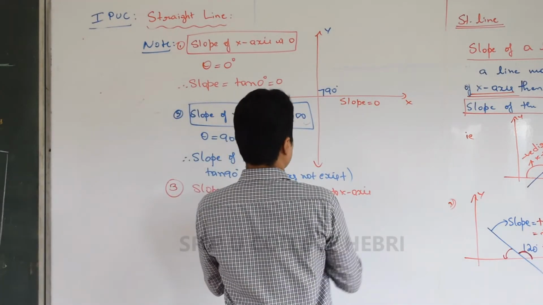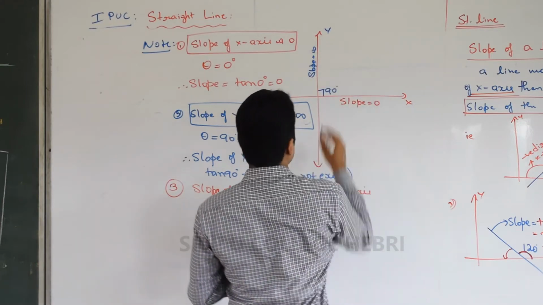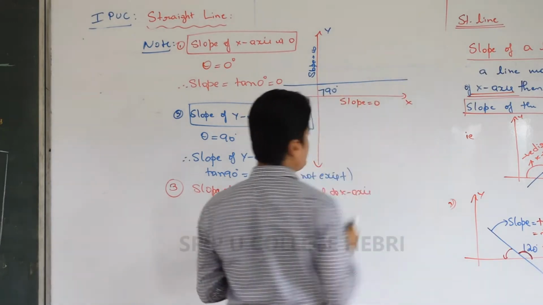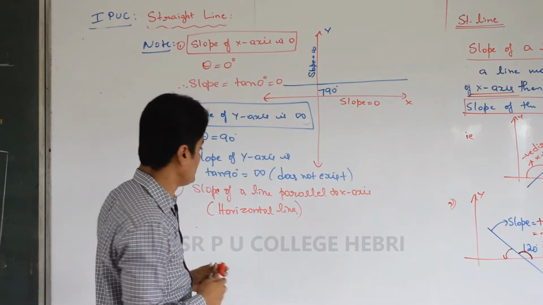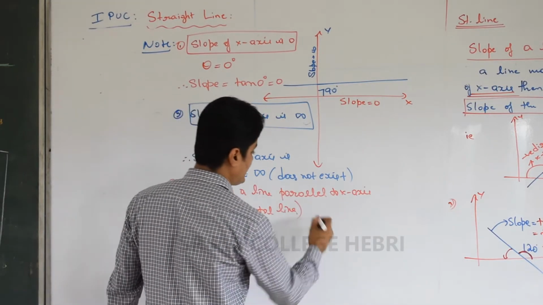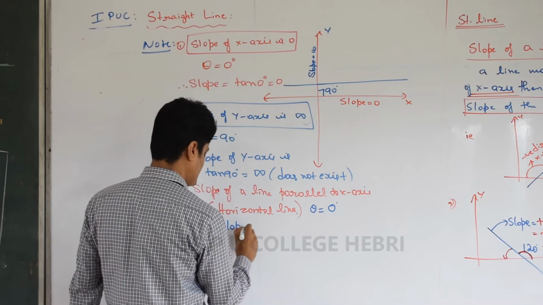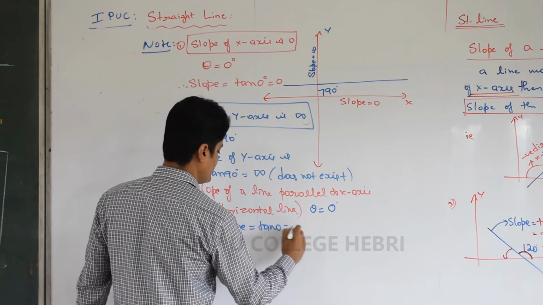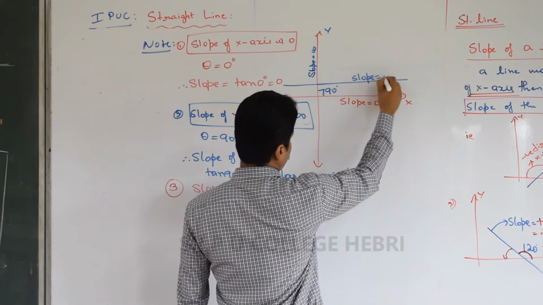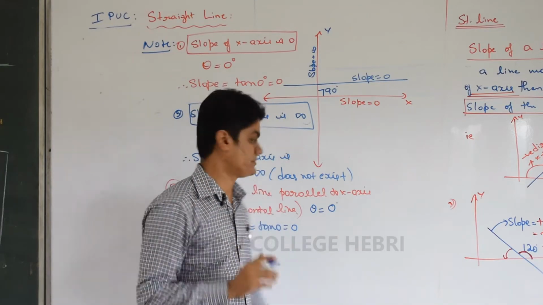We got the information that the slope of the y-axis does not exist. Now the horizontal line, the line parallel to the x-axis. What may be the slope? If a line is parallel to the x-axis, the angle made with the positive direction of the x-axis is 0. So the slope is tan 0, which is 0. So not only is the slope of the x-axis 0, the slope of a line parallel to the x-axis is also 0. Please remember that.